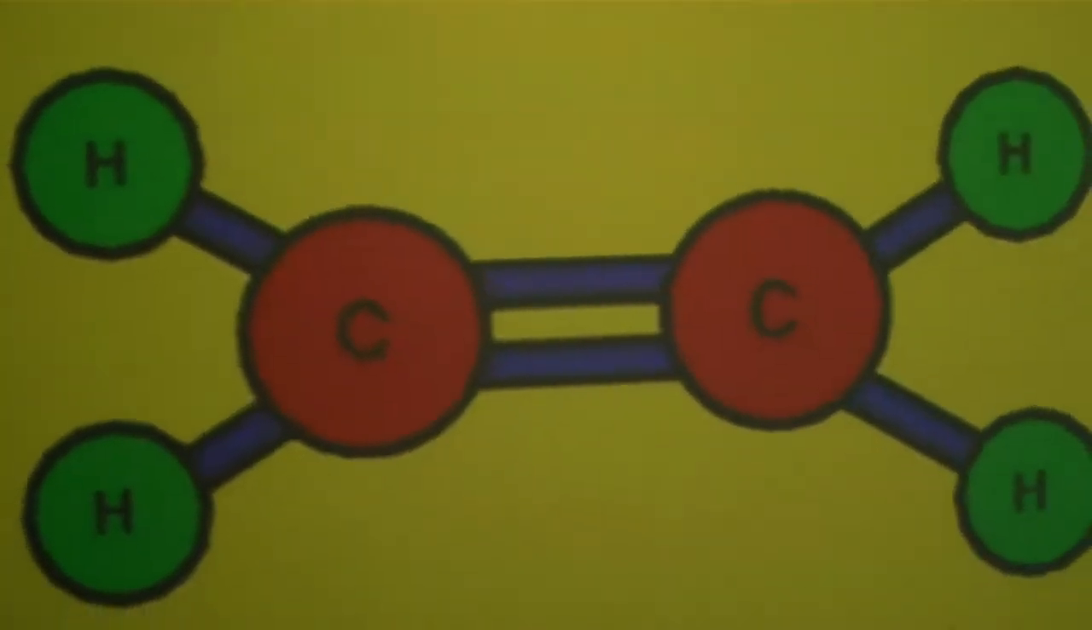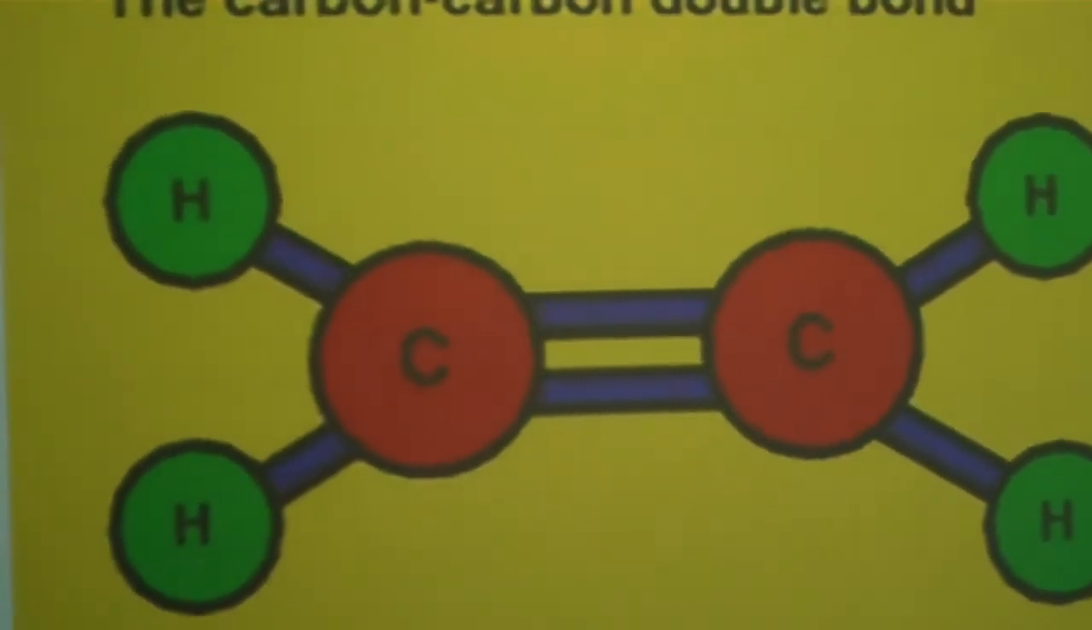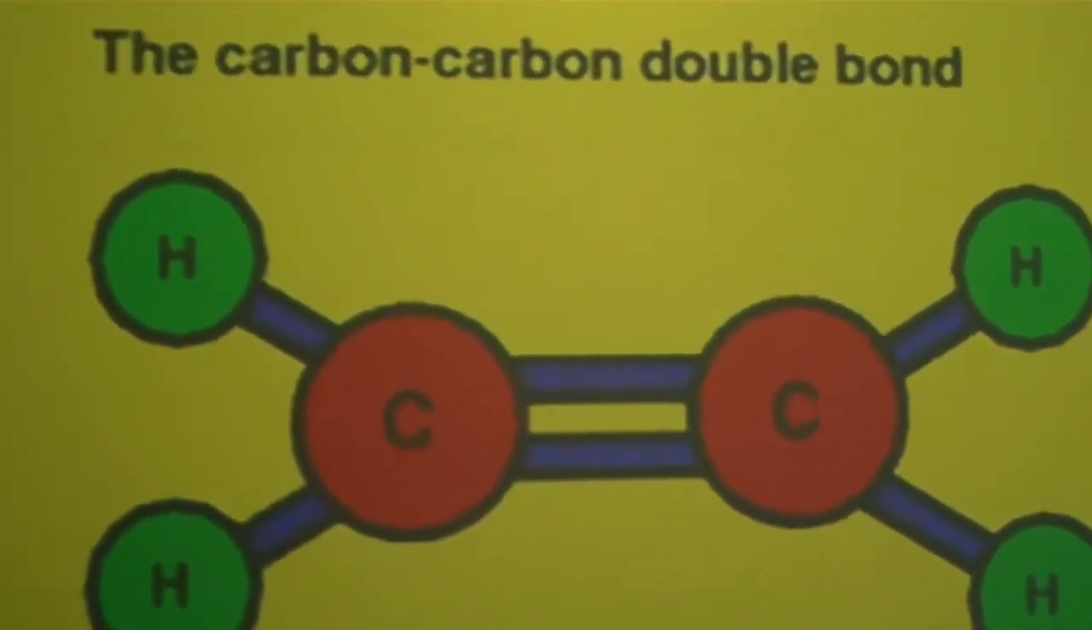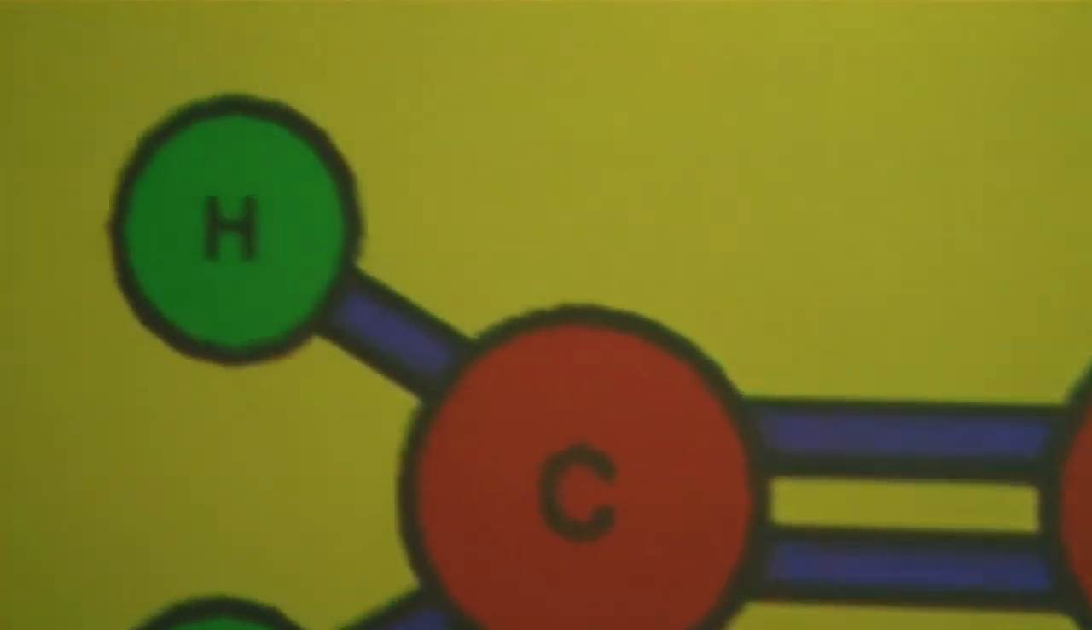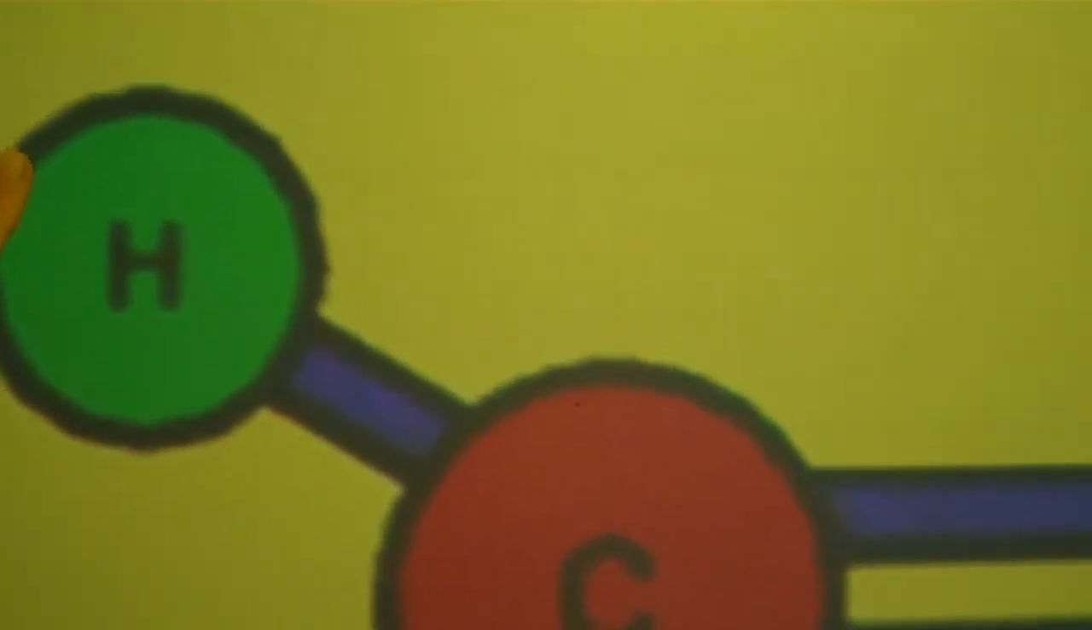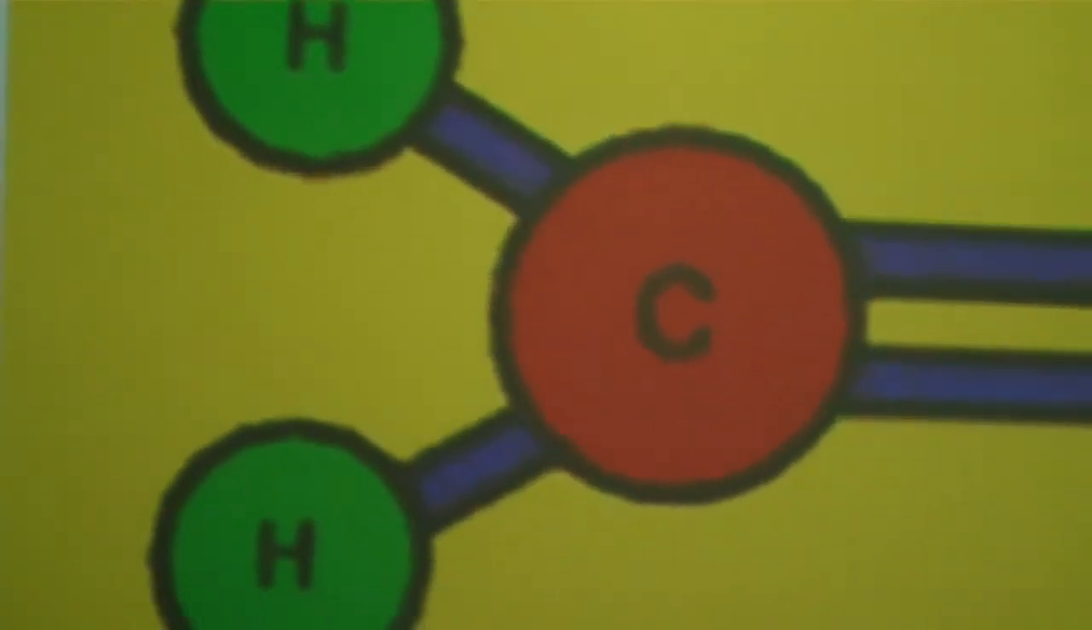Now ethylene looks like this, and it has what we call a carbon-carbon double bond. It also has single bonds between the hydrogen and the carbon atom. Now, we're going to be looking at bonds. A bond is how atoms join together, and we're going to be looking at two different types of bonds: ionic bonds and covalent bonds. So again, a bond joins two atoms together.